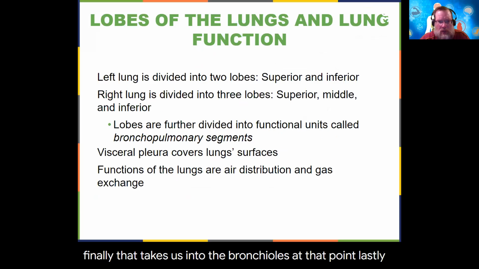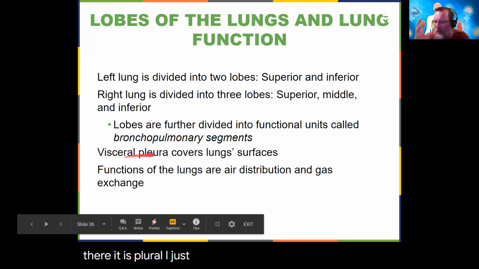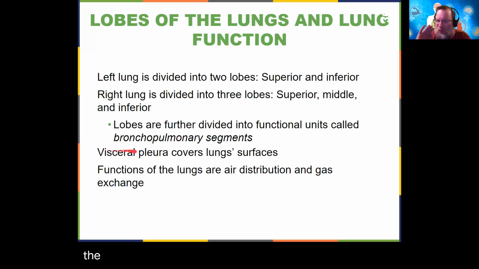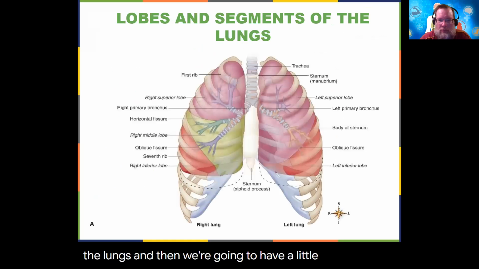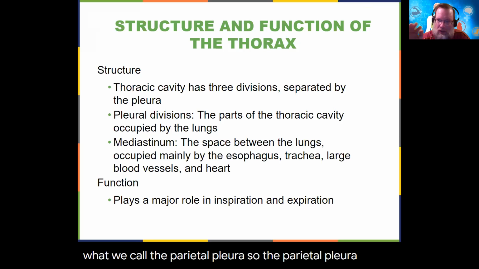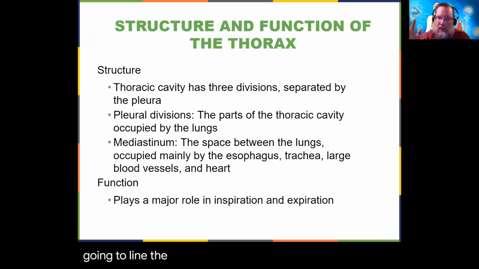And then lastly, there it is, pleura. I just wanted to mention the lungs do have a double layer around them. We call it the pleura. The visceral pleura is what's right up against the surface of the lungs. And then we're going to have a little pleural space or pleural cavity in between the visceral pleura and what we call the parietal pleura. The parietal pleura is going to line the rib cage, and the visceral pleura is right up against the lungs, with a little cavity in between.